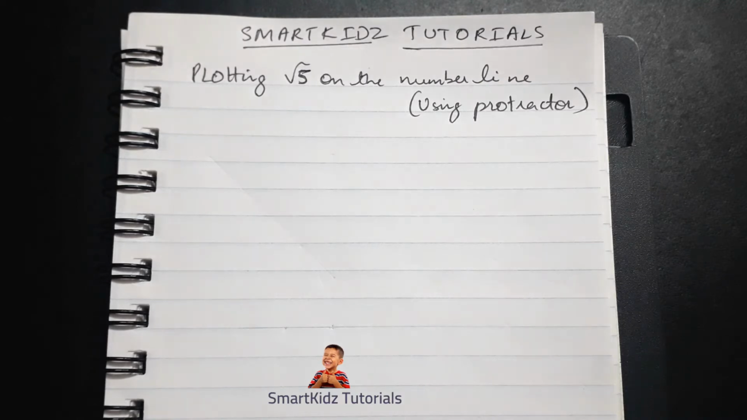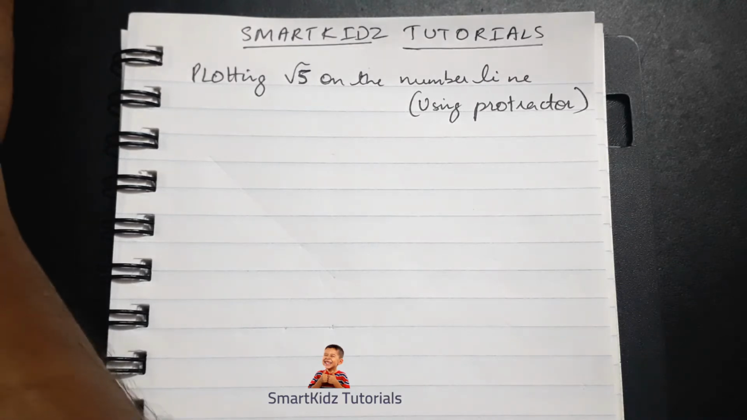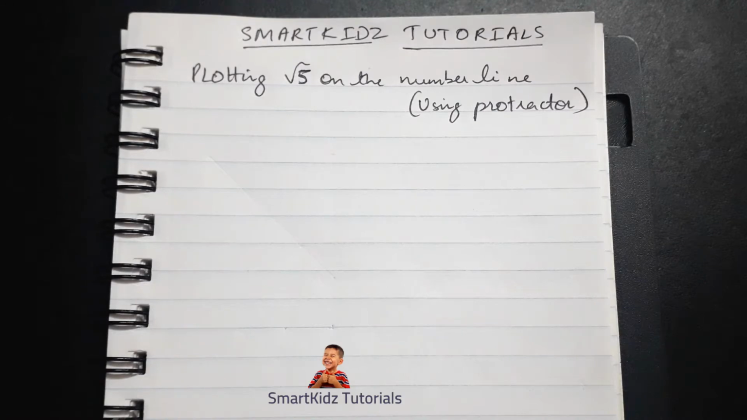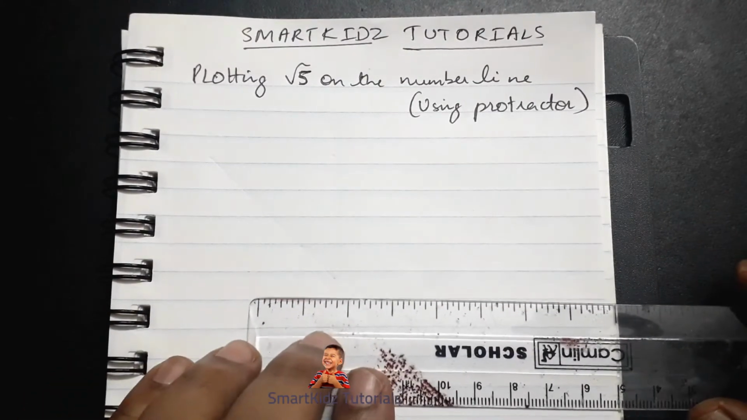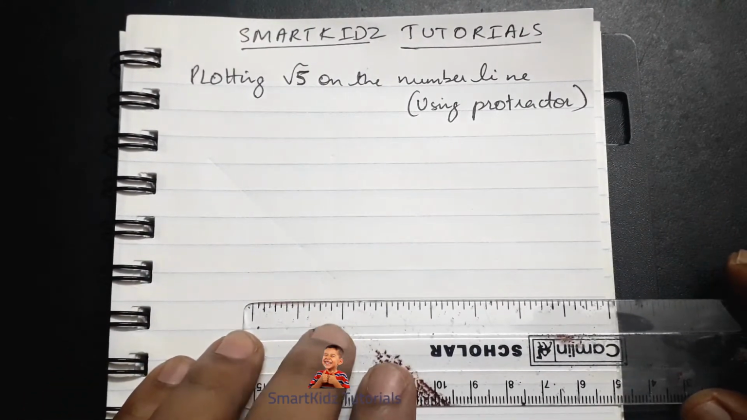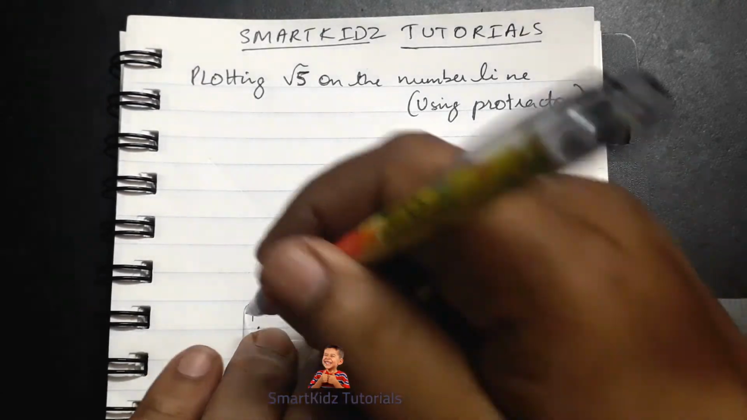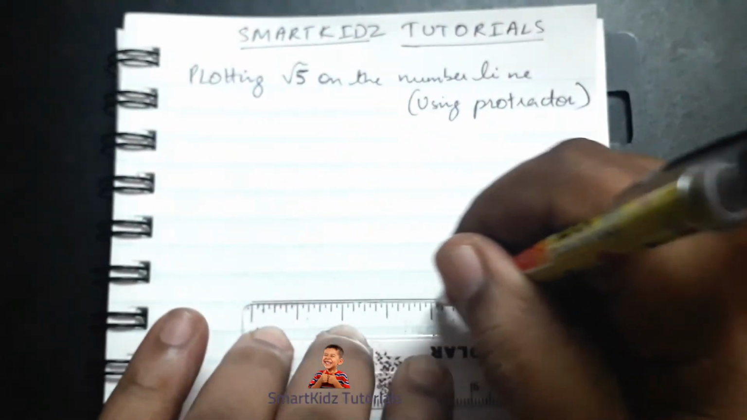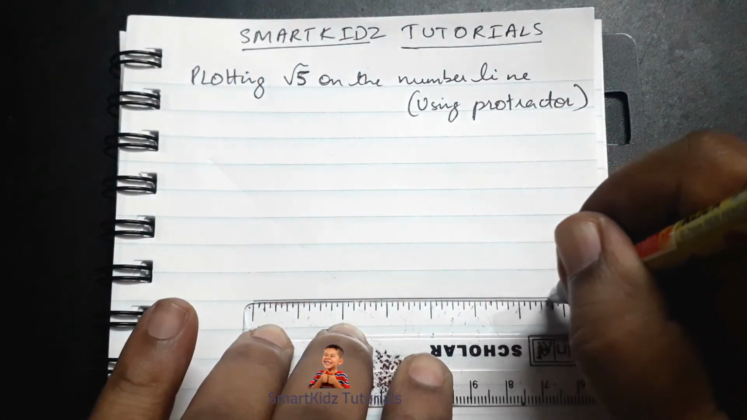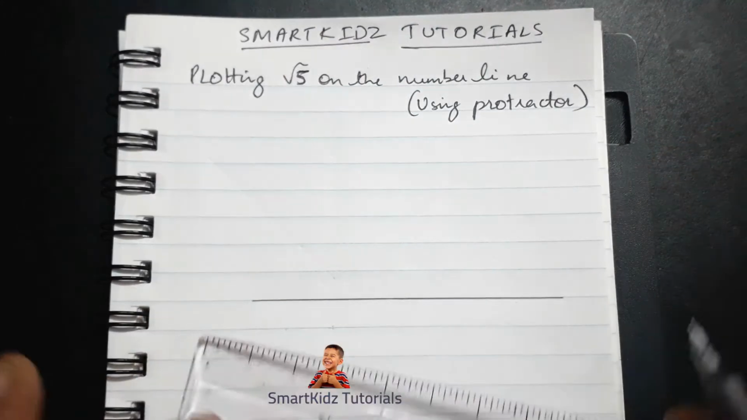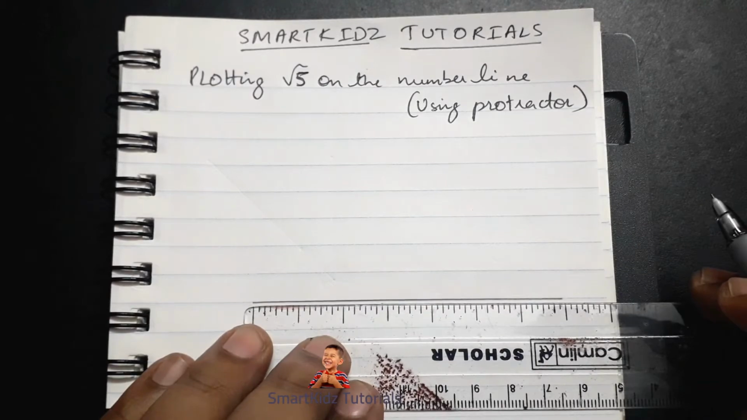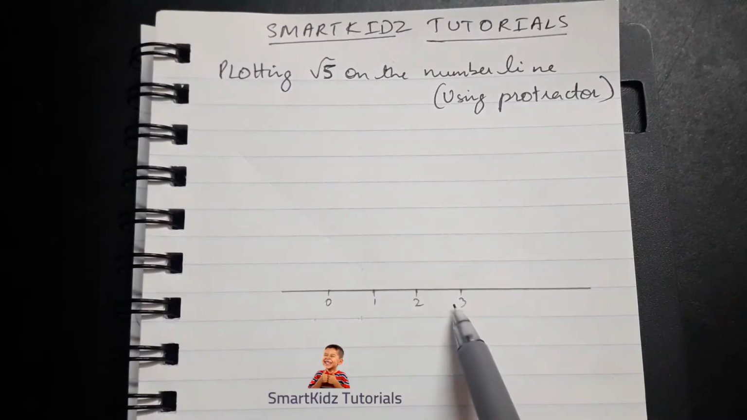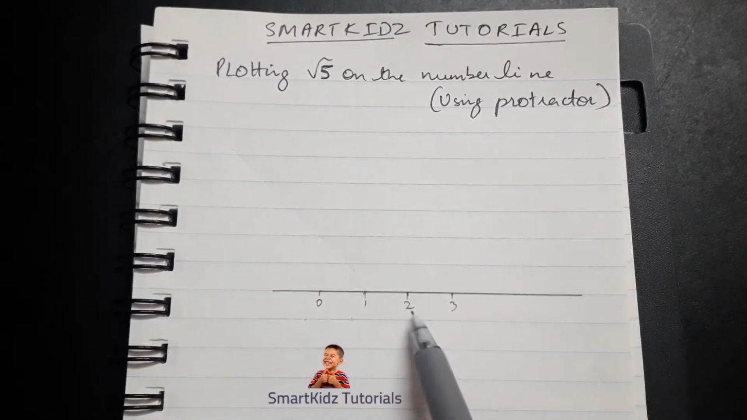So let's begin first. For that, once again we will first draw a line, and once again we will be using the inches side of your scale this way. I'll draw a bigger line this time, and I'll mark it up to 3 this time. I'll tell you why. We have marked 0, 1, 2, 3 over here.